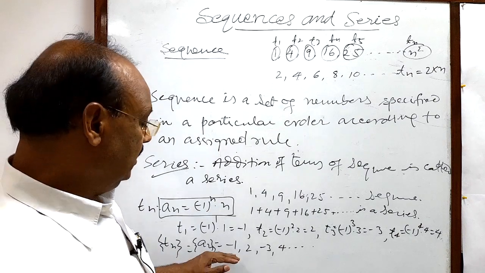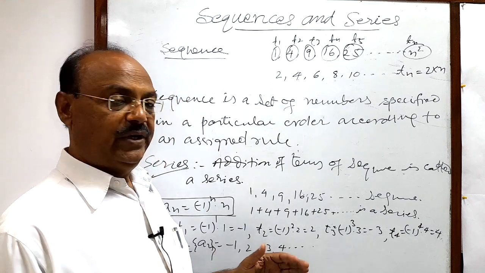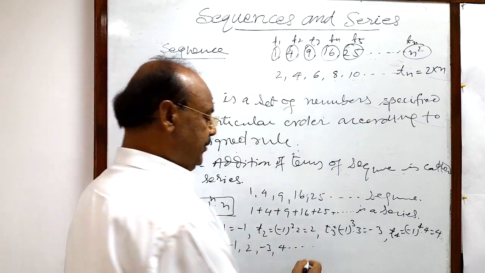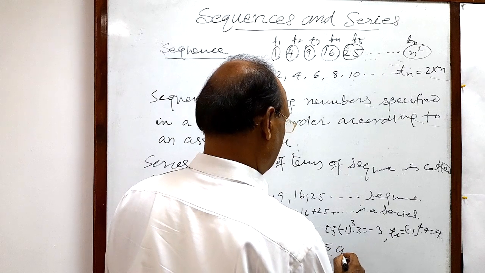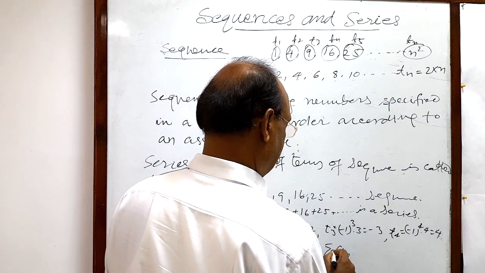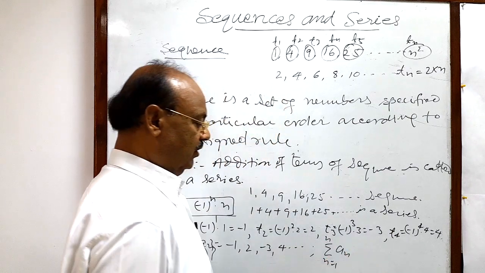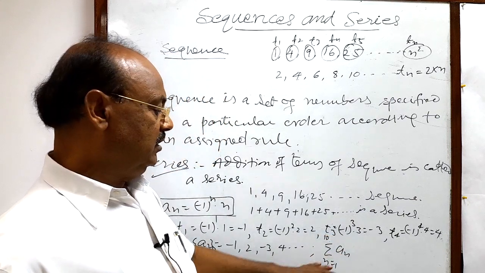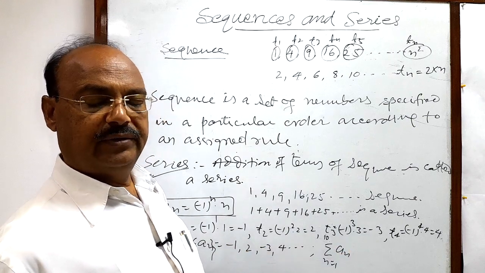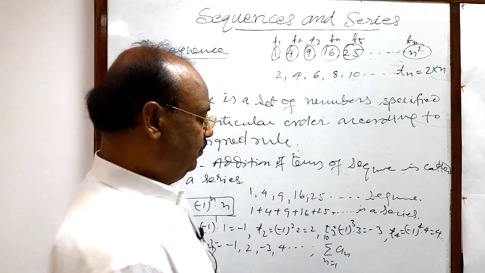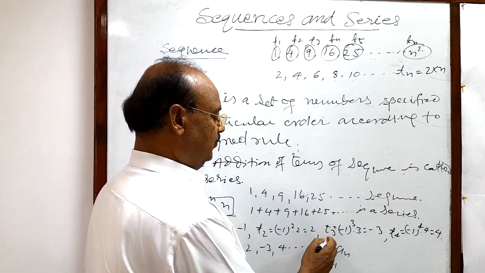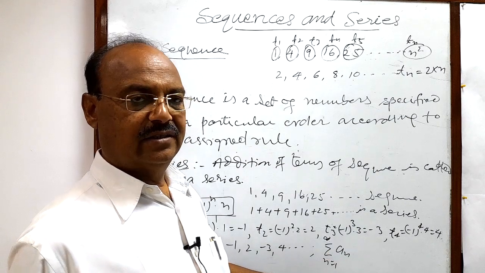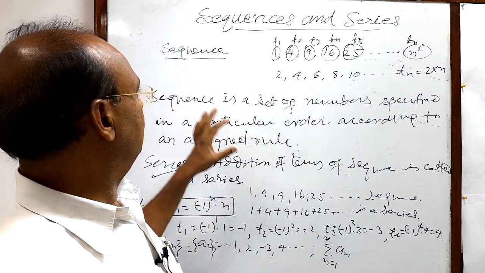When the terms of this sequence are added together, then this becomes a series, and that series will be denoted by this notation, sigma a to the power n, where n varies from 1 to n, or to any particular number, you may say 10, if it is a finite sequence. And if it is an infinite sequence, then in place of this number we will write infinity. Then this will be an infinite series. Okay, so this is a very basic concept of sequence and series.